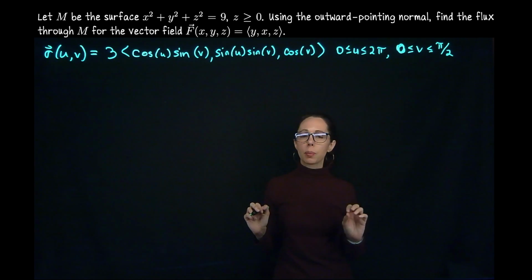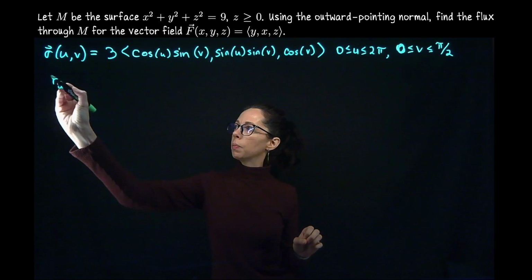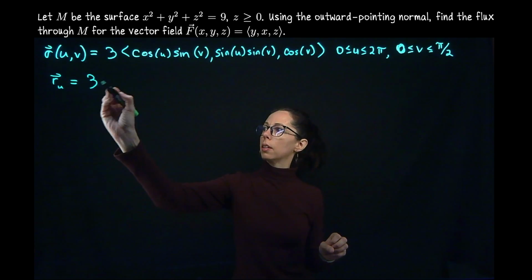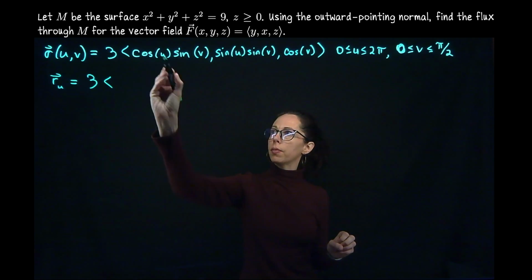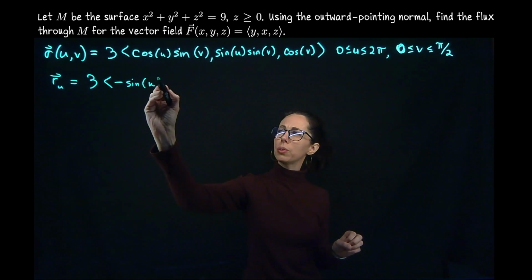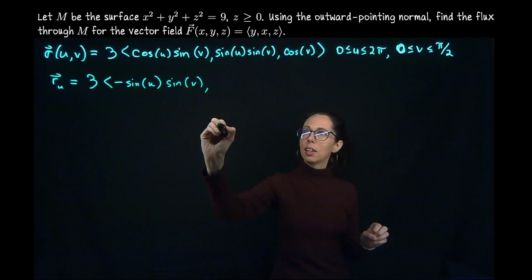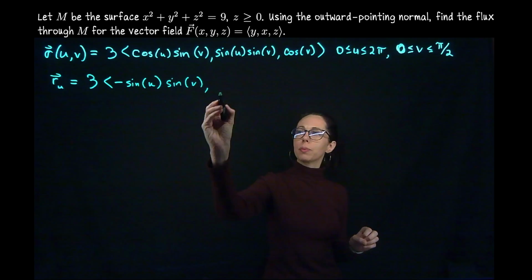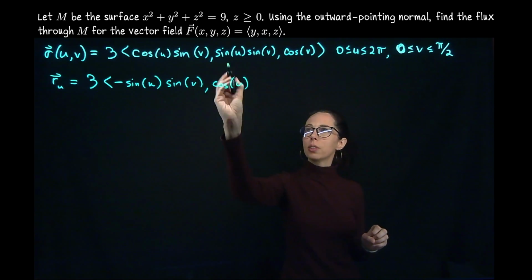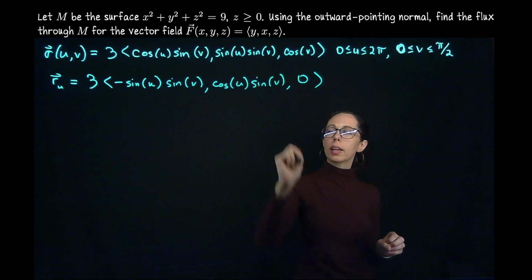What we need to do now is compute those vectors of partial derivatives. So I'm going to do r sub u. Leaving the 3 out front, that's going to be negative sine of u. Oops, careful with your u's and v's. So negative sine of u, sine of v. Cosine of u, sine of v. Hesitated for a moment there because, again, lots of trig and u's and v's. So cosine of u, sine of v, and then 0 because the z coordinate has no dependence on u.